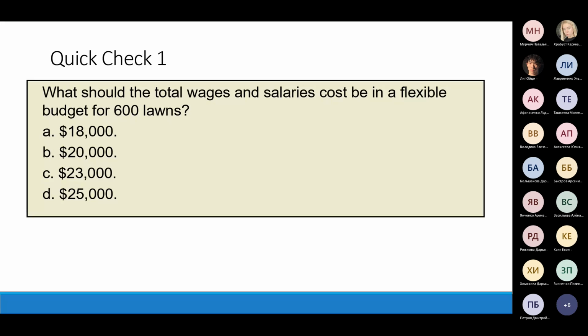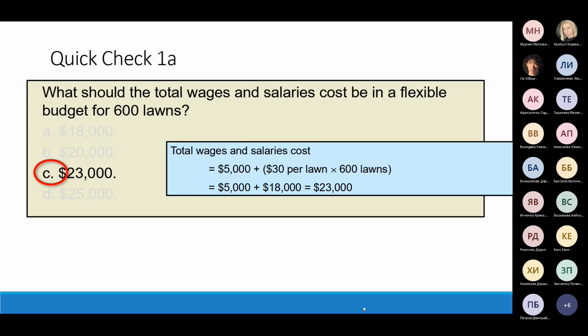Okay, are there any answers? So the answer should be as follows: the total wages and salaries cost is equal to 23,000. This amount is good for 600 loans to be included in the flexible budget. So if we increase the number of activities, the budgeted values should be recalculated.